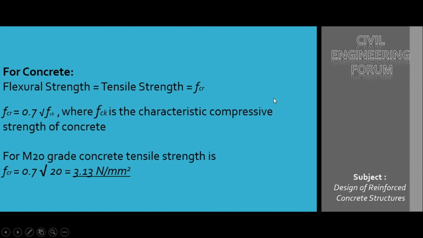Now getting deeper, for concrete, flexural strength will be equal to tensile strength, and that is abbreviated by fcr as seen over here. So in concrete generally flexural strength will be equal to the tensile strength, and the formula to measure this fcr, that is the tensile strength of our concrete, is fcr = 0.7 √fck. This fck we have already studied in our previous lectures in this playlist, which is known as the characteristic compressive strength of the concrete.